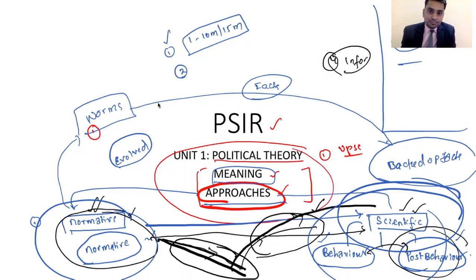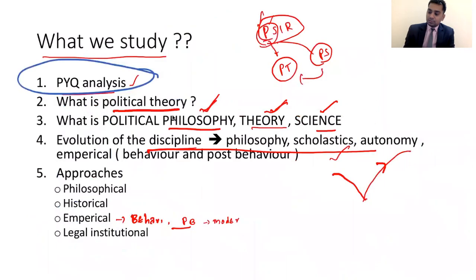What is normative theory, what is scientific theory, right? They have given both. And then how the subject evolved over a period of time, how it declined and how it has emerged over a period of time. That you'll be studying here, right? That is also the thing. So that was the previous year question analysis, and what is political theory?